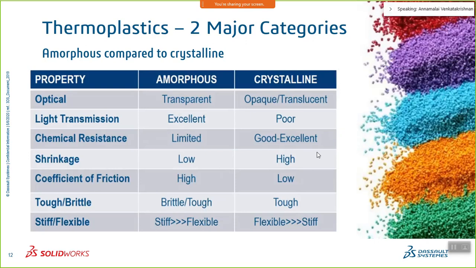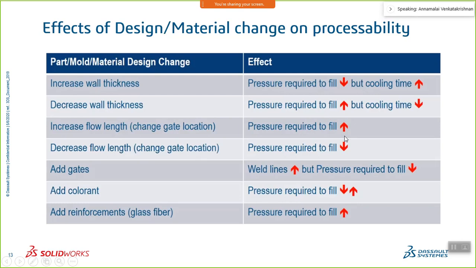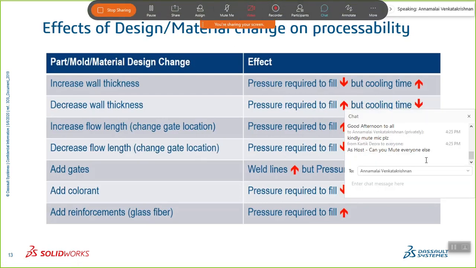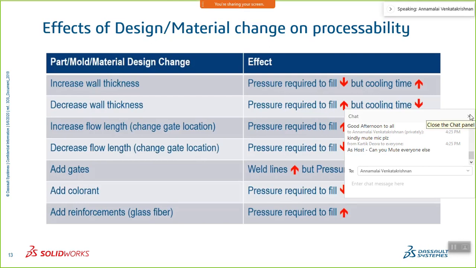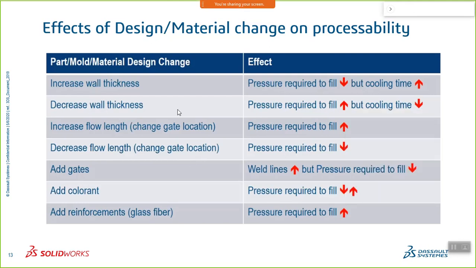So according to the applications, and taking into account the properties, you can decide whether you want amorphous or crystalline. Again, what is the effect of design and material change on processability, right? If you increase the wall thickness, the pressure required to fill goes down, but the cooling time increases, right? And if you decrease the wall thickness, the pressure required to fill will go up, but the cooling time will be reduced, right?